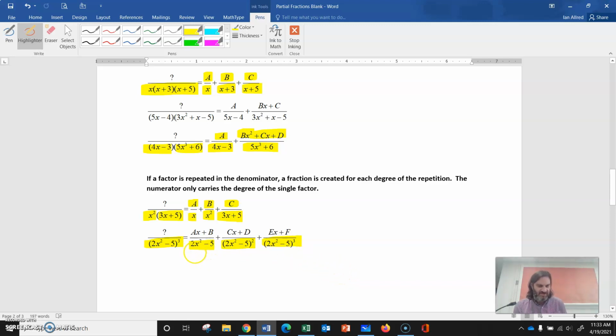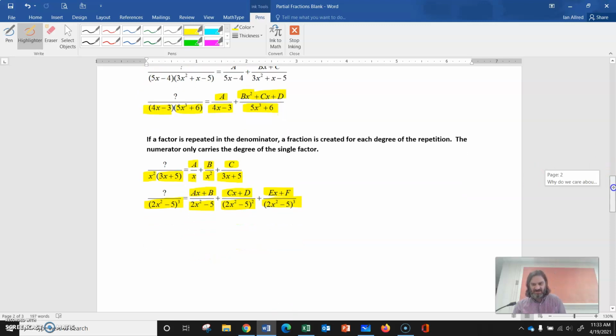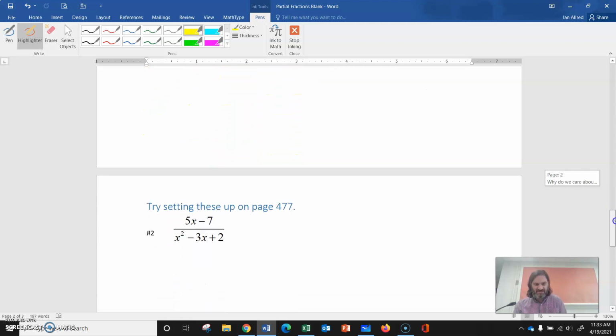Now with the true factor, 2x squared minus 5, the numerator will need to be 1 degree less than that square, so ax plus b. And we're going to use that same setup, but with different letters for the other ones. So even though the next one is squared, we're still going to use cx plus d and ex plus f. Okay? So in all these cases, we use a numerator that's compatible with the definition for the single true factor. Okay, let's try and do an example here and see how it goes.